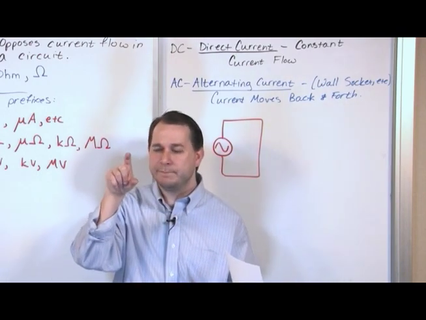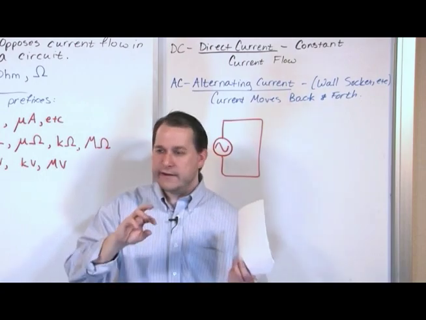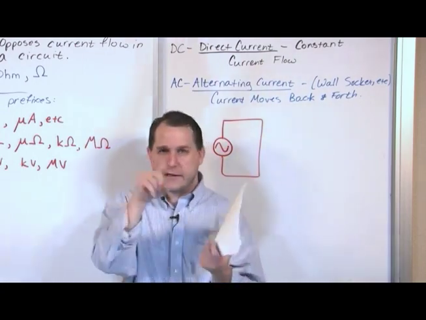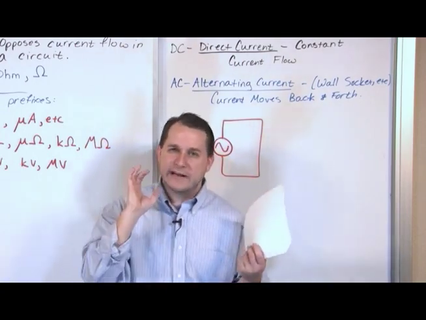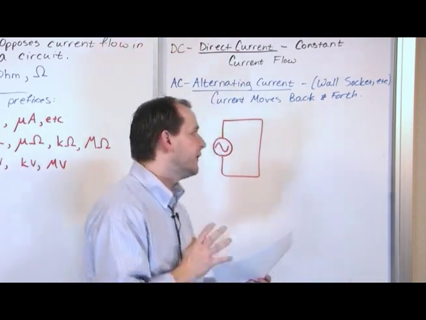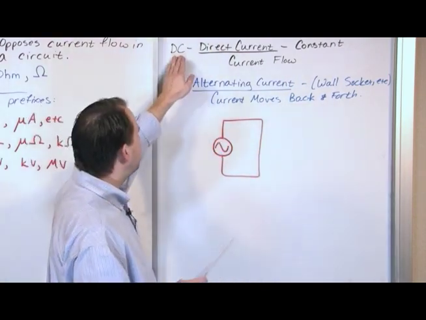When we build a battery, it's a chemical reaction. It's either on or it's off. There's no motion inside of a battery, so it's just going to give you that constant current and constant voltage. So that's the difference between DC and AC.